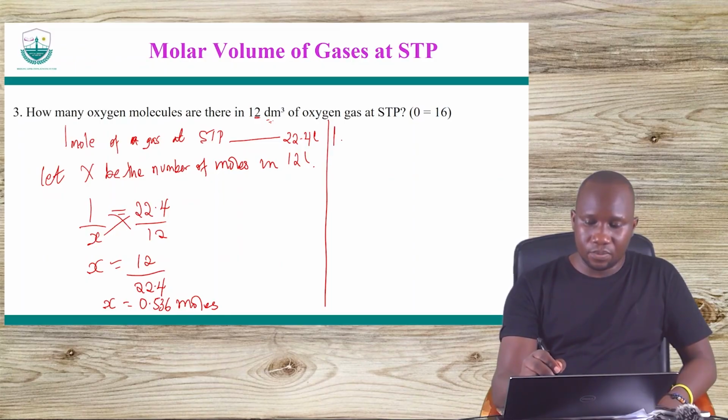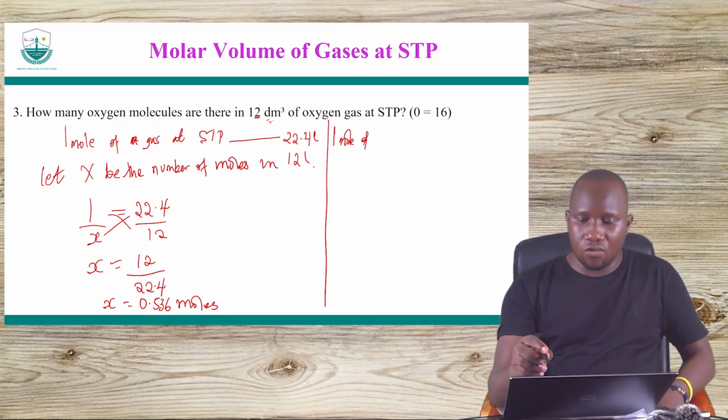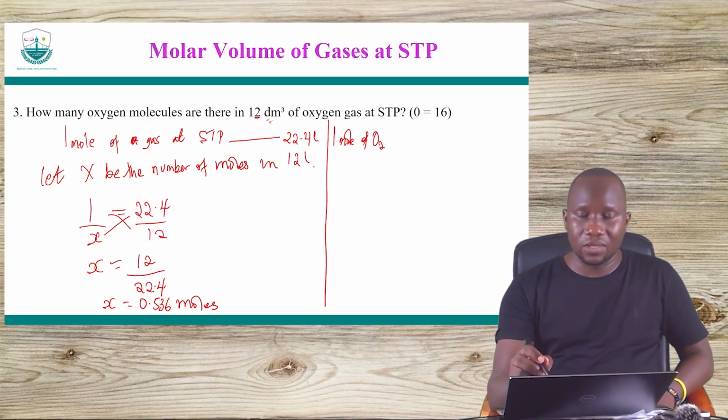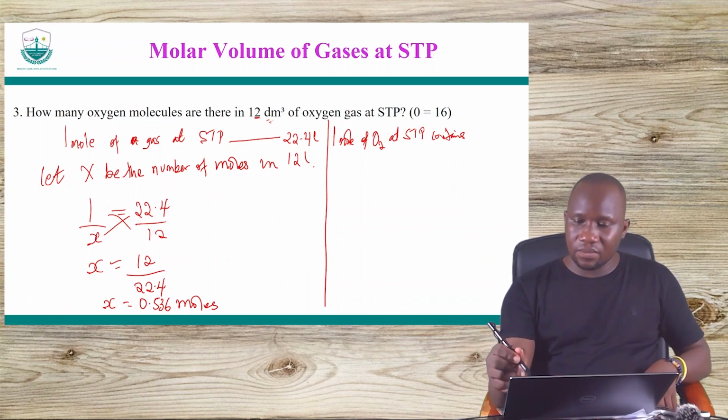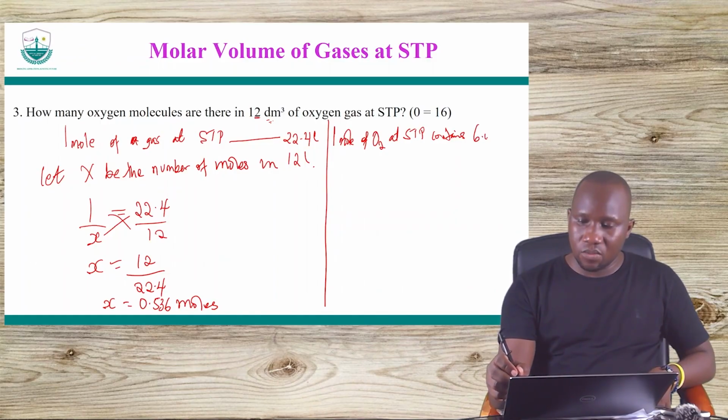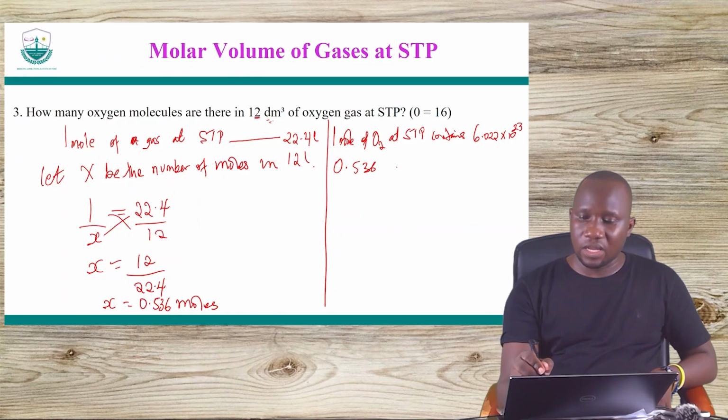So remember, 1 mole of any gas, in this case we are talking about oxygen, at STP contains Avogadro's number of particles. Okay, what number is that? It is 6.022 times 10 power 23 particles. So what about 0.536? What particles will they contain?